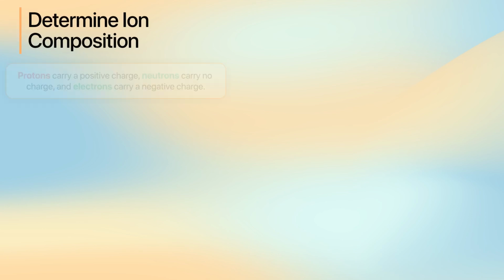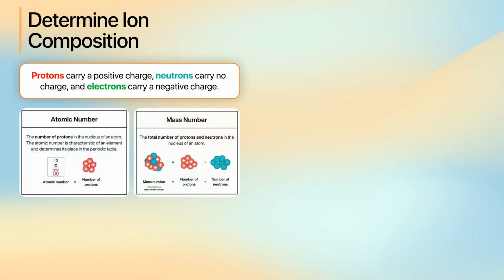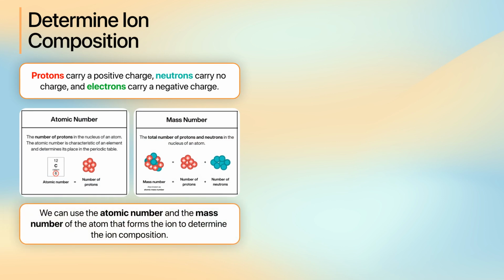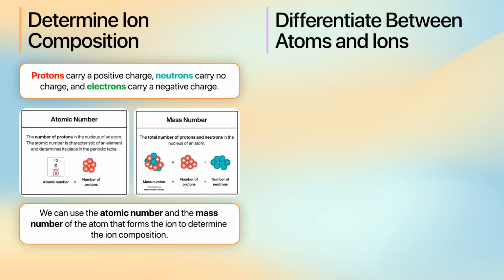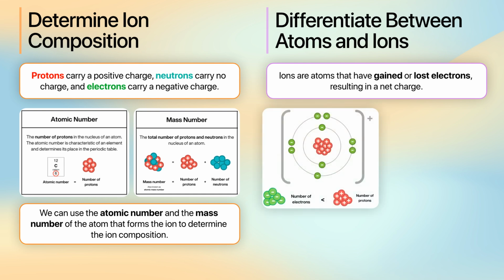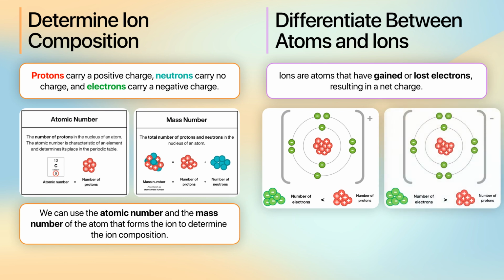In today's lesson, we delved into the process of calculating the numbers of protons, neutrons, and electrons in simple ions, given the atomic number and mass number of the atom that forms them. We also clarified the difference between neutral atoms and ions in terms of their electron counts. Neutral atoms have an equal number of protons and electrons, balancing their positive and negative charges. In contrast, ions are atoms that have gained or lost electrons, resulting in a net charge. For cations, which are positively charged ions, the number of electrons is less than the number of protons. For anions, which are negatively charged ions, the number of electrons is greater than the number of protons.